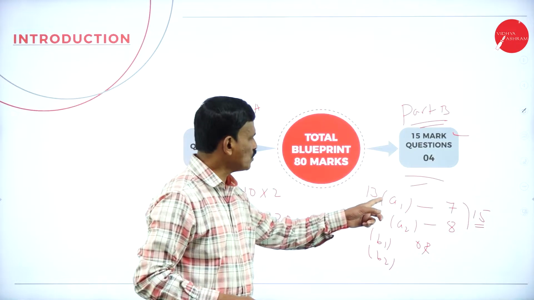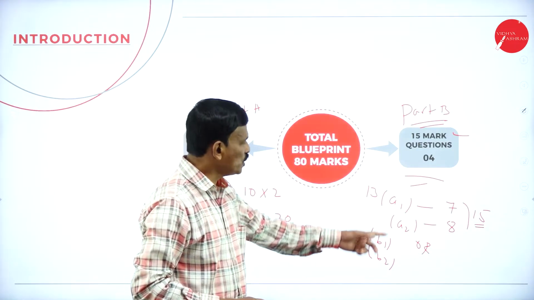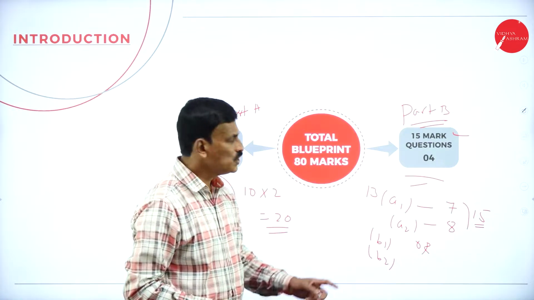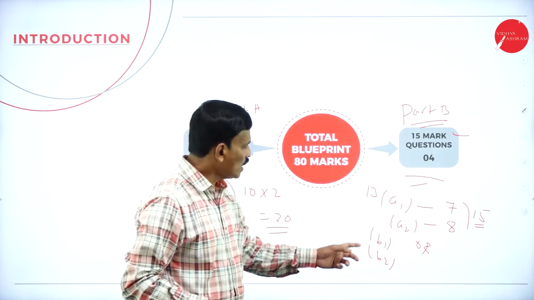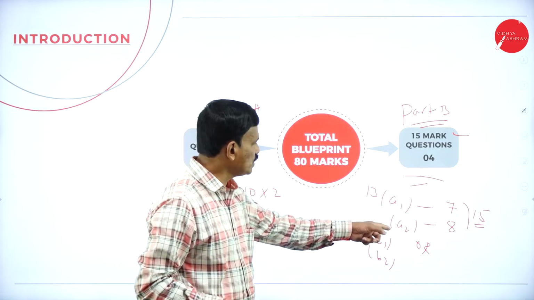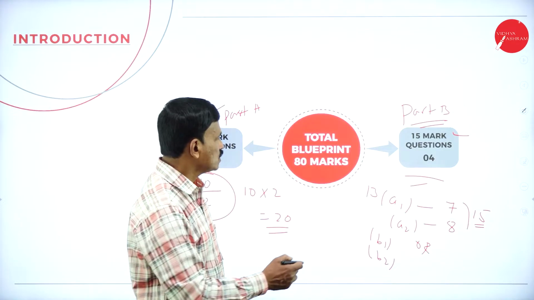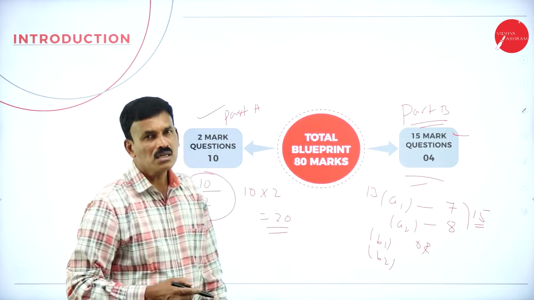Suppose you answer A1, then A2 is also compulsory. Or if you answer B1, B2 is compulsory. You cannot choose A1 and B2 like that. If you write A1, A2 is compulsory. If B1, B2 is compulsory. That is how the question paper is set.